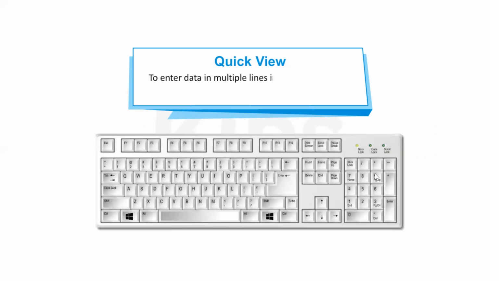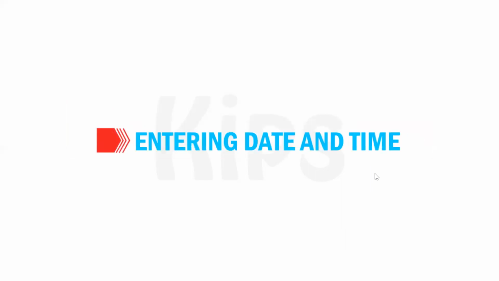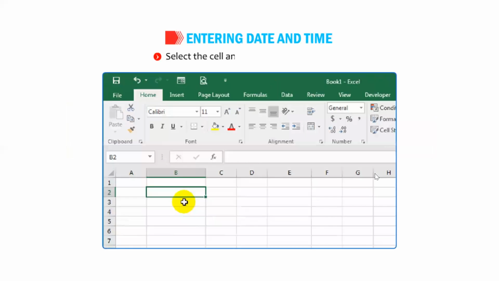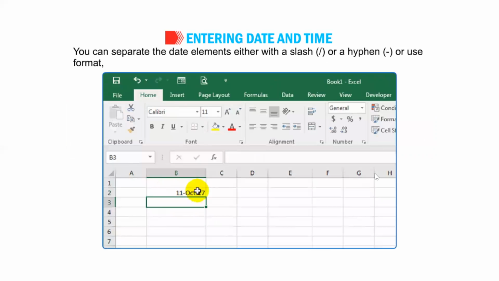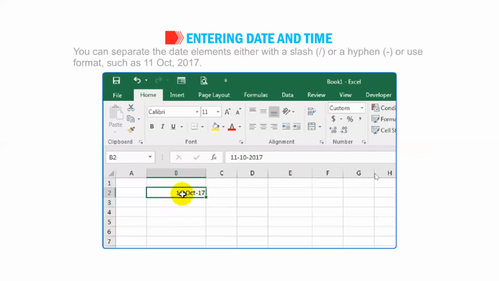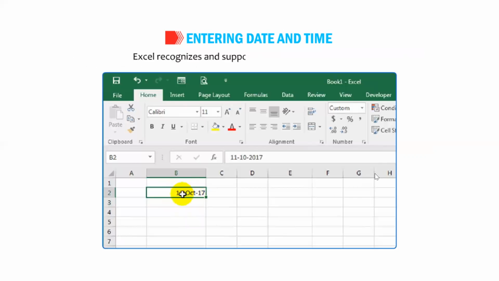Students, let's take a quick view. To enter data in multiple lines in the same cell, use the Alt+Enter key combination. Let us now discuss how to enter date and time. Select the cell and enter the date and time. You can separate the date elements either with a slash or a hyphen, or use formats such as 11 October 2017. Excel recognizes and supports a variety of date formats.